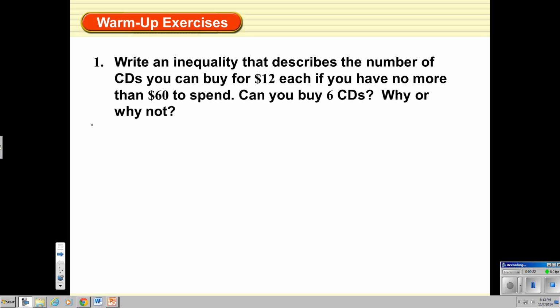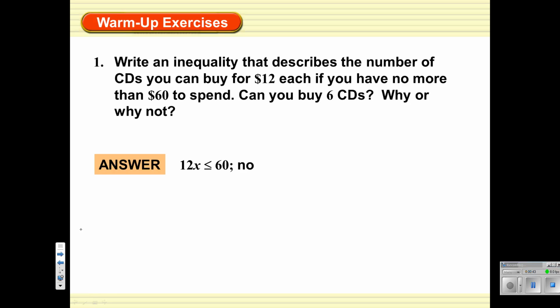To remind you, write an inequality that describes the number of CDs you can buy for $12 each if you have no more than $60 to spend. In other words, if you have no more than 60, that means you don't have to spend exactly 60. Can you buy 6 CDs? We're going to use the inequality to answer that question, and then say why or why not.